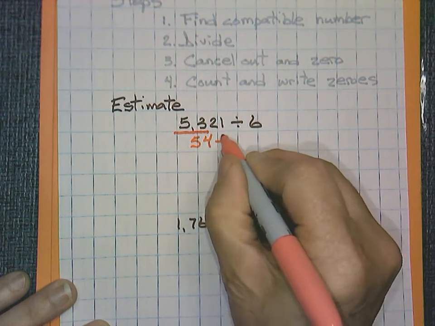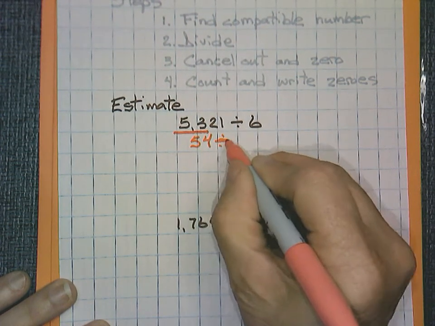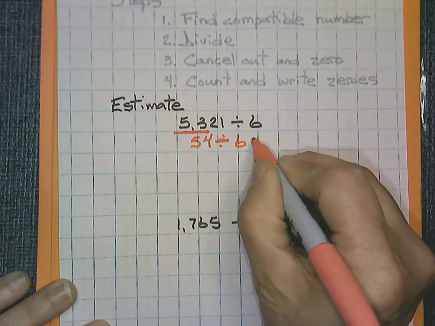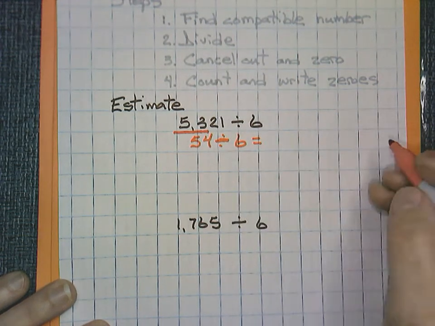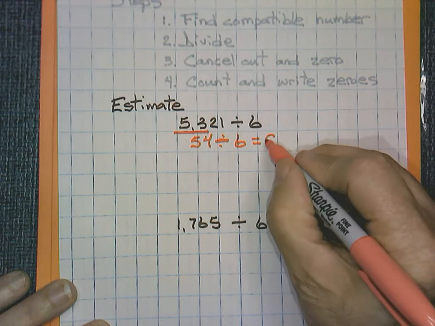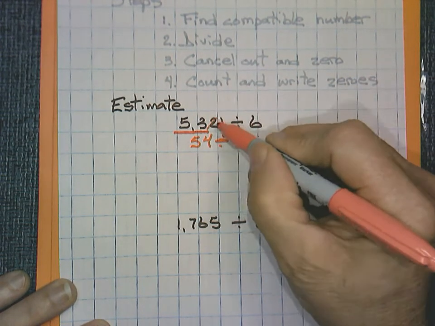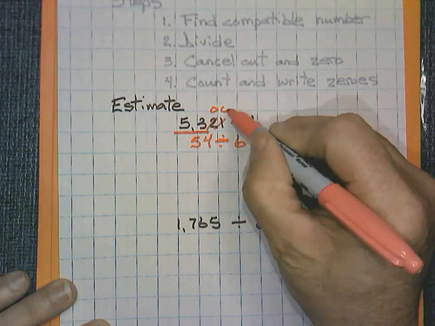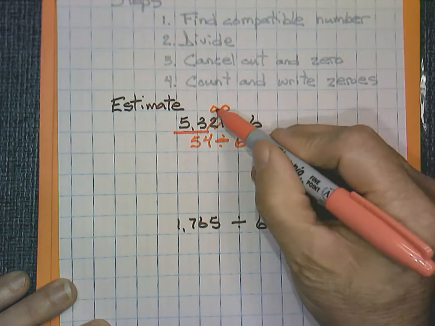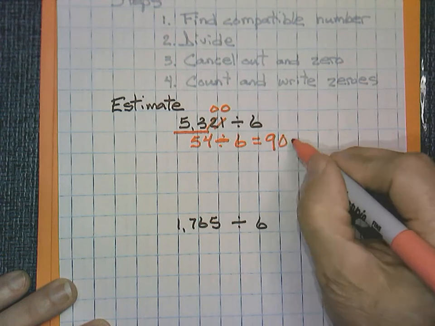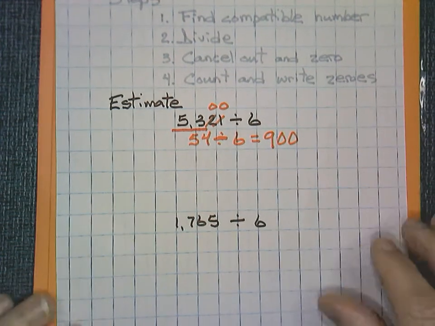Then I divide. When I divide, that would become 9. I take my two remaining digits and cancel them out. I'm going to turn those into zeros. I count my zeros, 1, 2, and my quotient is 900.